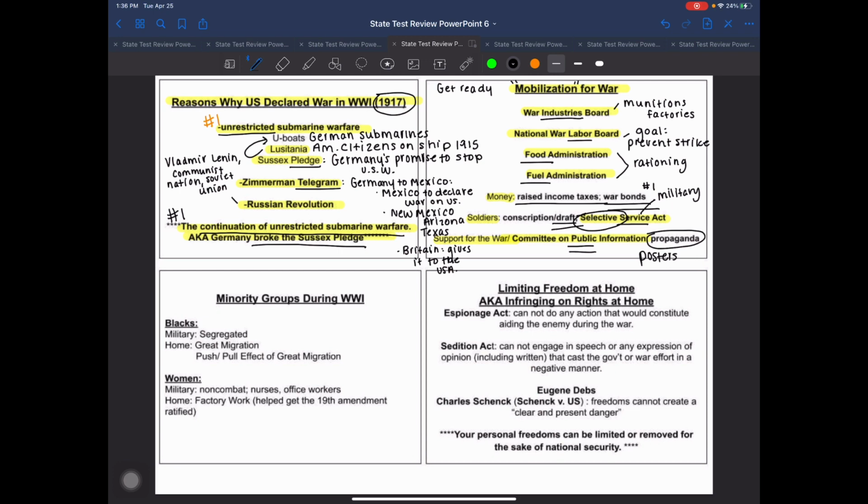So basically the goal of this committee is to make sure that the public at home is doing everything within their power to actually make this war possible to win. All right. Now down here, as far as the minorities that we get, we're specifically talking about African Americans and women.